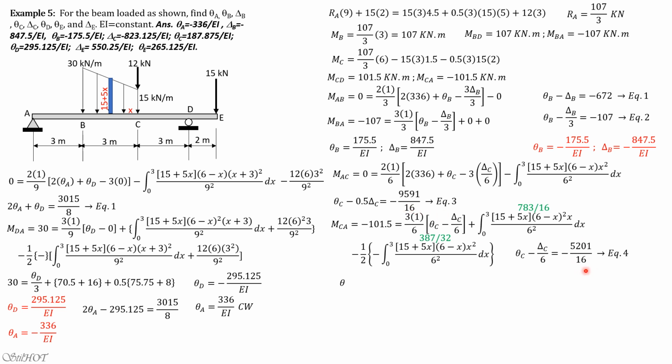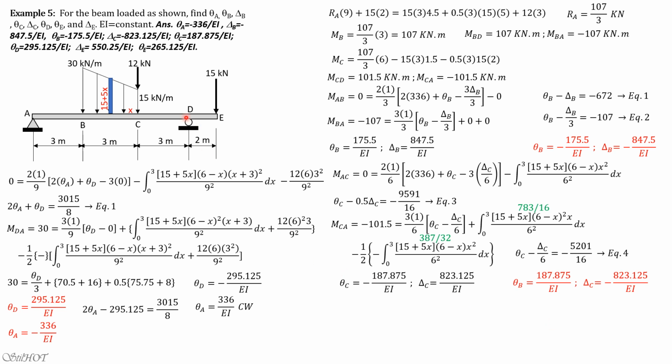Solving equations 3 and 4 simultaneously, we get theta C equals negative 187.875 over EI, and delta C is 823.125 over EI, as far as slope deflection equations are concerned. But for the final answer, remember, we just take the negative of these answers. So theta C is 187.875 over EI, and delta C is negative 823.125 over EI.